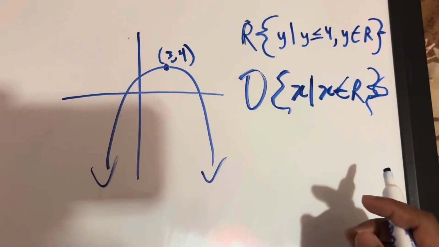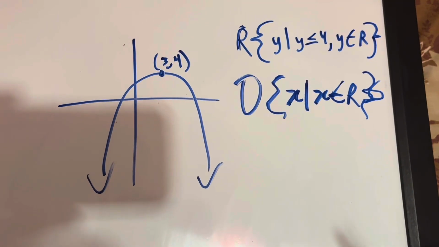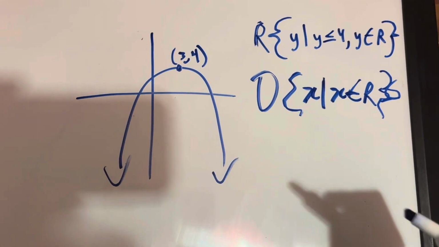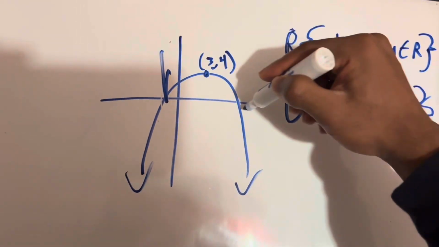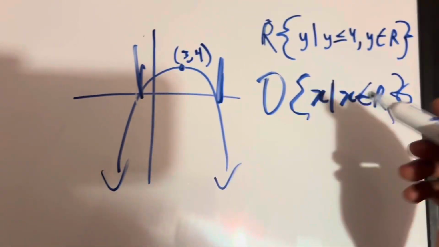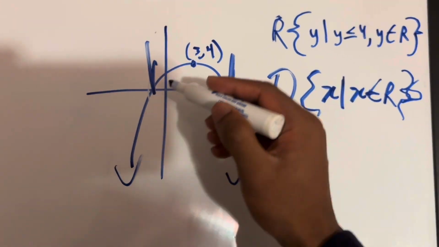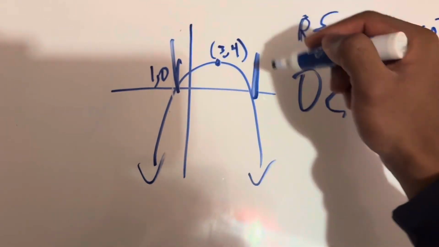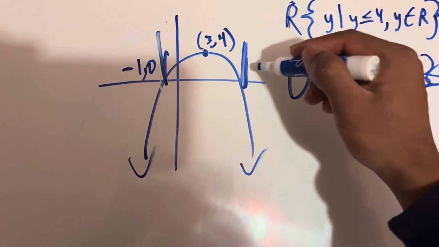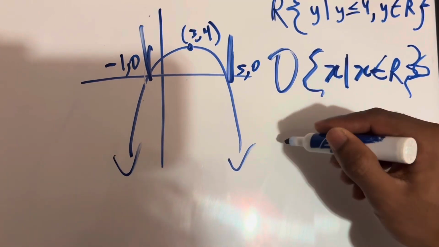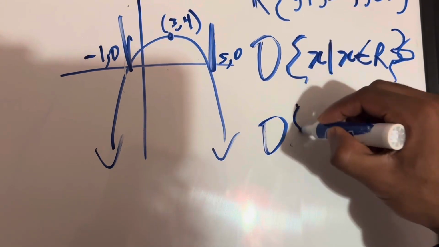But that's how you basically put domain. However, if you have a word problem, because it's a real life situation, it cuts off at some point, usually the x-intercept. So you want to put these points as your points. So let's just say this is 1, comma 0, and this is negative 1, comma 0, and this is 5, comma 0. You put domain, and then squiggly brackets.